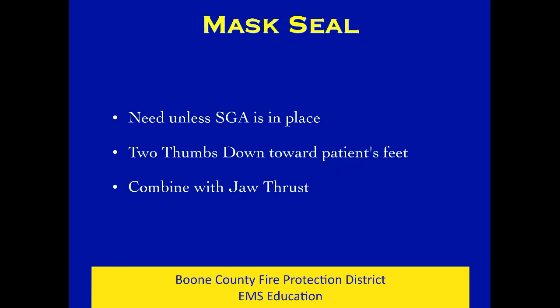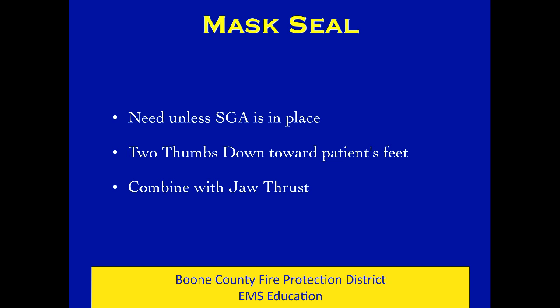The mask seal is extremely important. Unless you have an advanced airway in place like a supraglottic, like the King, then you've got to get a good mask seal in order to get air into the patient, whether you're blowing that out of your lungs or out of a bag valve mask. And we'll play with this in lab. We want you having your 2 thumbs pointing down toward the patient's feet, 2 thumbs down, and you want to combine that with a jaw thrust. Once you get this down, it is so easy to use on a real patient, and it's very effective.